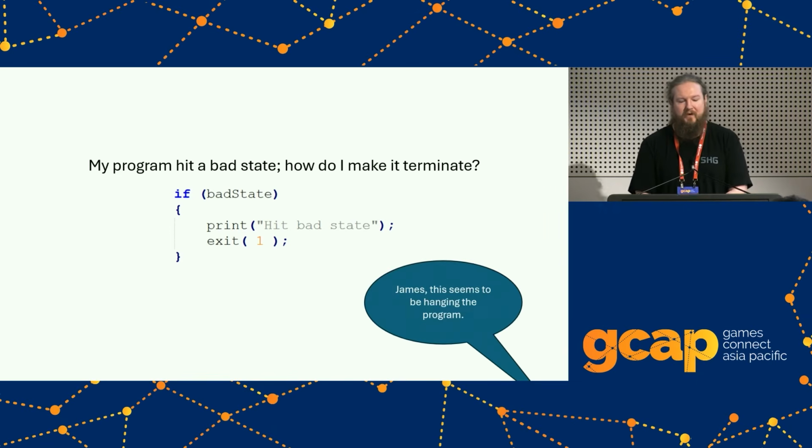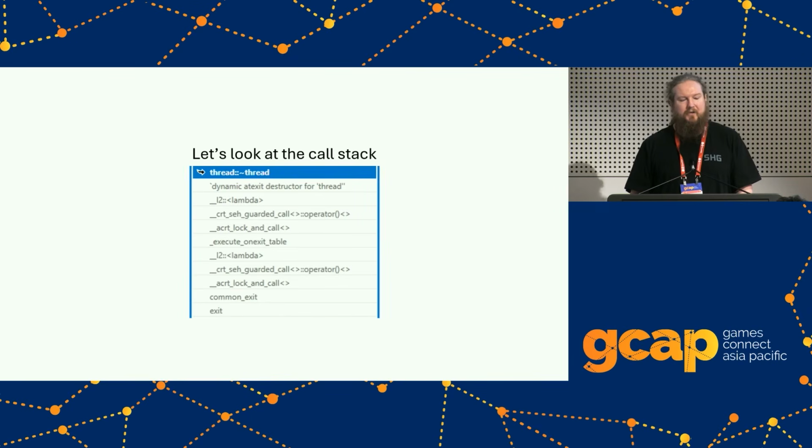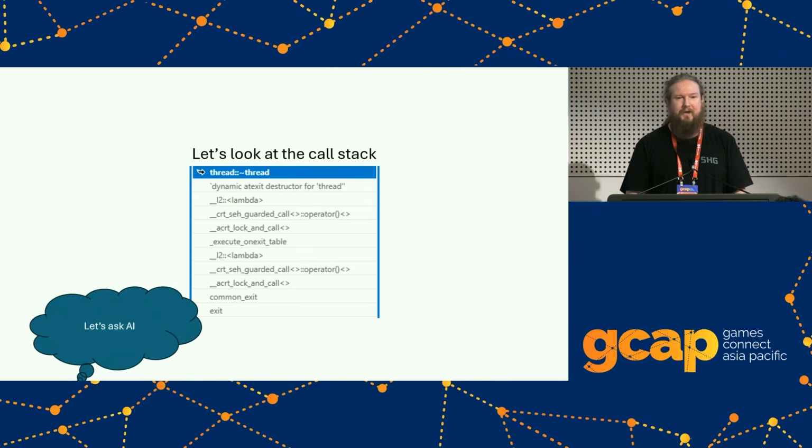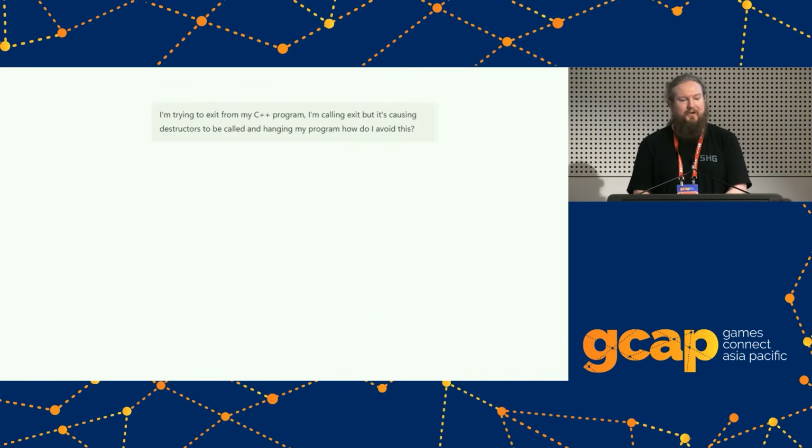Someone comes to me a little bit later and says, James, this seems to be hanging the program. So I try to do the exact steps that they've given me, and look at a call stack, and it looks like the call stack is doing some deinitialization of things. It's trying to shut down threads, and I just wanted to exit the program. I don't care what else was running or anything like that. So exit obviously was not the solution there. So I'll go and ask AI what I should do, because it's the new modern thing. I ask it, I'm trying to exit from my C++ program.